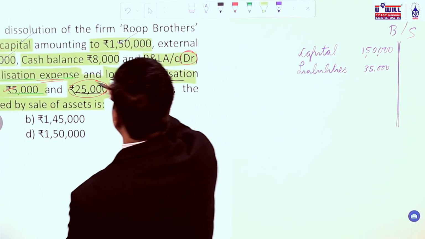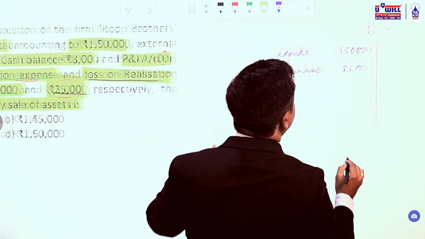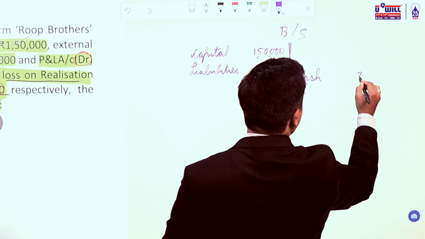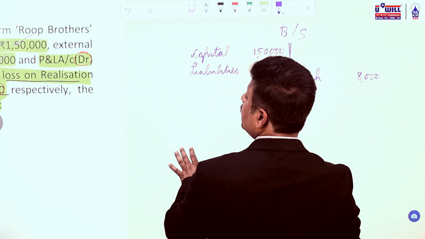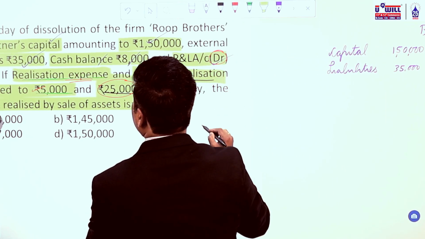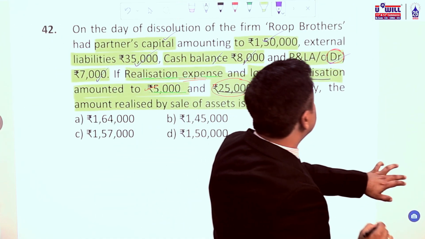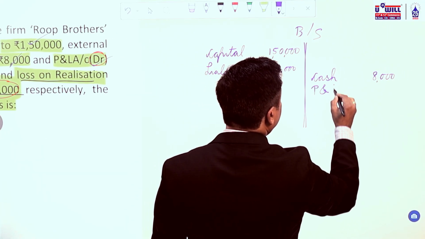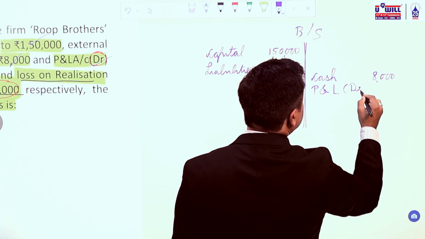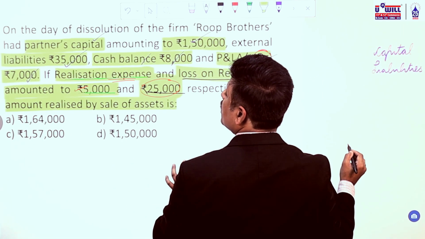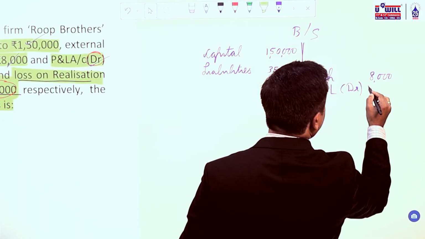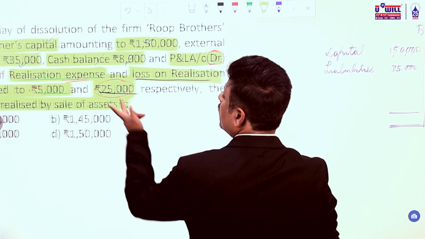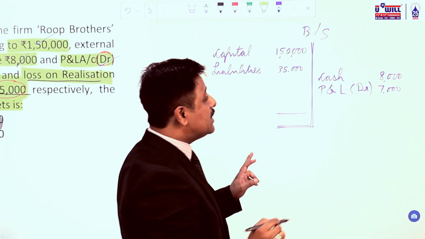Then cash balance 8,000 will come on the asset side. Cash 8,000. Then P&L, since it's a debit balance of 7,000, that will also come on the asset side. P&L's debit balance always comes on the asset side. Debit on the asset side, credit on the liability side. Now whatever amount remains, everything is covered. Remaining are realization expense and realization loss, that doesn't come in the balance sheet.